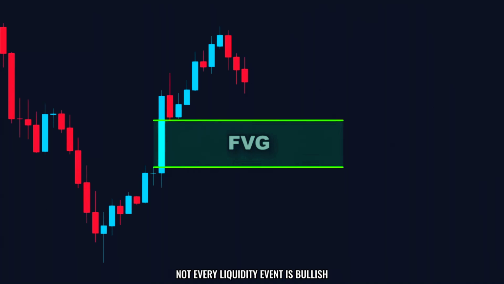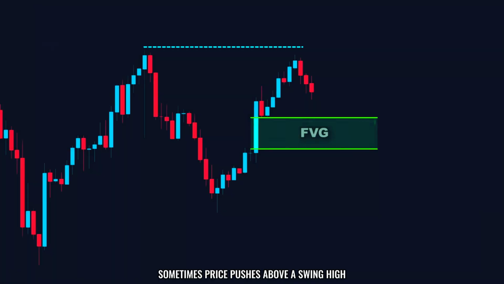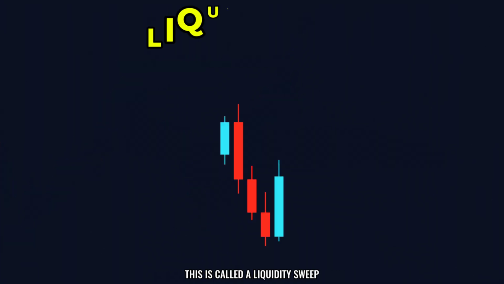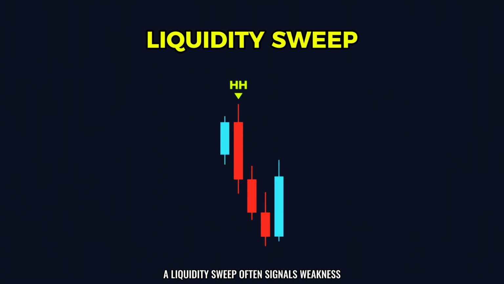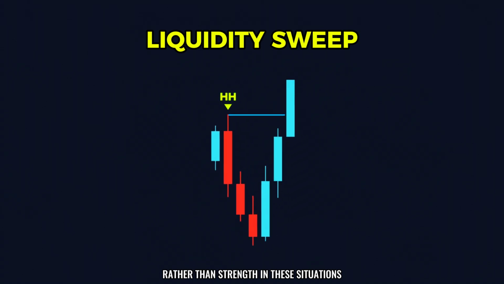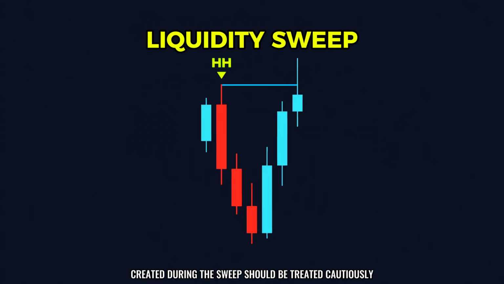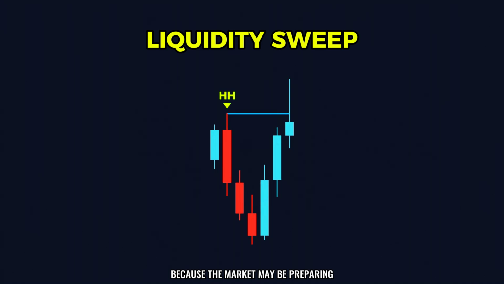Not every liquidity event is bullish. Sometimes price pushes above a swing high but fails to close above it. This is called a liquidity sweep. A liquidity sweep often signals weakness rather than strength. In these situations, bullish FVGs created during the sweep should be treated cautiously because the market may be preparing for a bearish reversal instead of a continuation higher. Always follow the current order flow rather than assuming every FVG will hold.